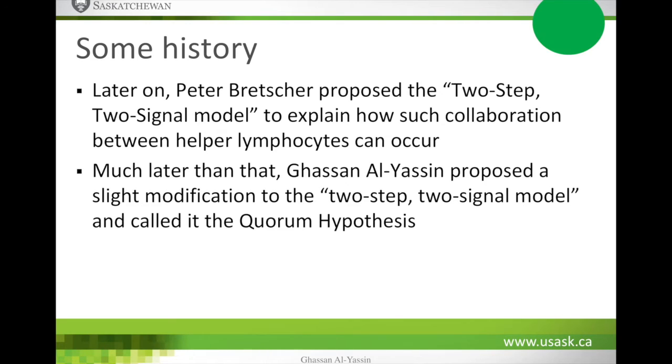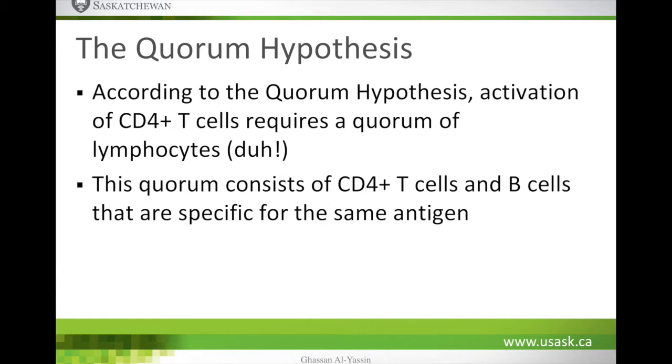About 30 years later, Peter Bretscher proposed the two-step two-signal model, which is a more accurate version of the original model and provided a possible mechanism for how cooperation between helper lymphocytes can happen. 20 years later, I came and made a slight modification to it and called it the quorum hypothesis. So, what is the quorum hypothesis? According to the quorum hypothesis, activation of CD4 T cells requires a quorum of lymphocytes. This quorum consists of B cells and CD4 T cells specific for the same antigen.